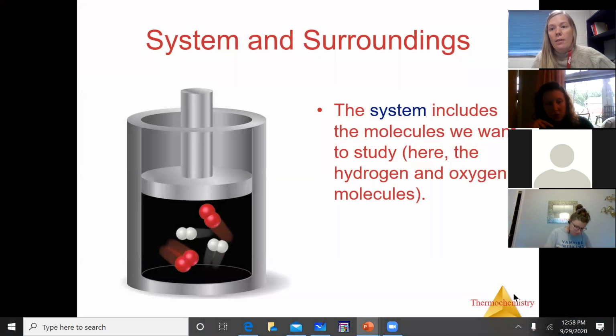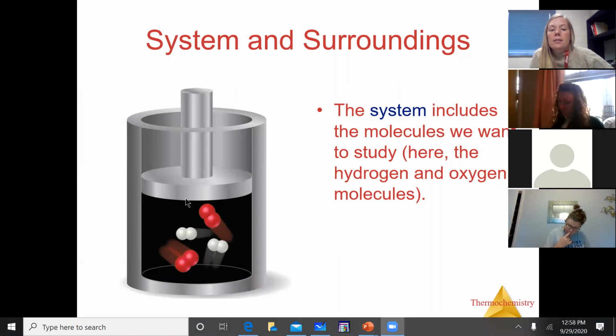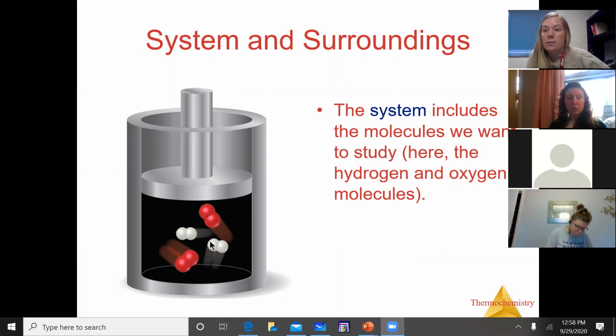When we're looking at thermochemistry, we've got to think about our space as being either the system or its surroundings. So the system, in this case, we've got a piston with a series of gas molecules in it. The system is going to include the molecules that we want to study. So in this case, they're hydrogen and oxygen molecules. They're just bouncing around in there for now.